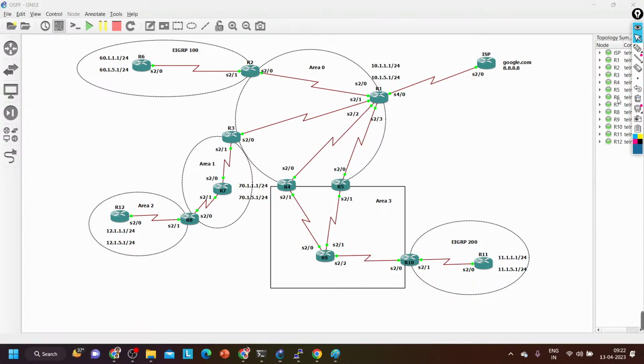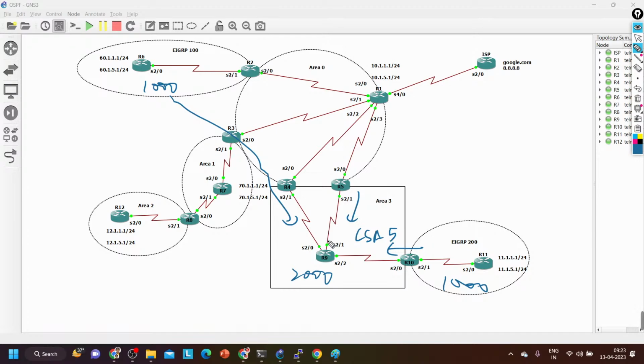Right? How many LSA 5 will be there? Suppose in this domain there are 1000 prefixes. So again router 4 will also send LSA 5, and router 5 will also send. So there will be 2000 LSA 5. Here also there are 1000 prefixes, so router 10 will also send 1000 LSA 5. Yes or no?